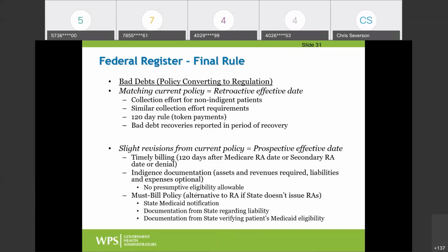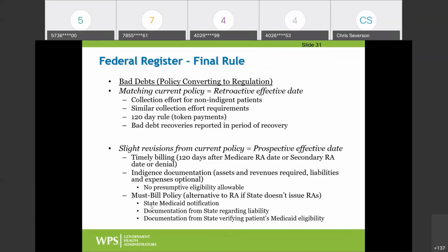They did also clarify that presumptive eligibility is not allowable for bad debts, for Medicare bad debts. They also reiterated the must-bill policy that's been around since 2004, but they did offer a few slight alternatives. If you're in a state that does not issue remittance advices for your specific type of provider, so it doesn't cover all provider types, it's just those that don't get remittance advices in your state. In that situation, you can submit a state Medicaid notification saying this.